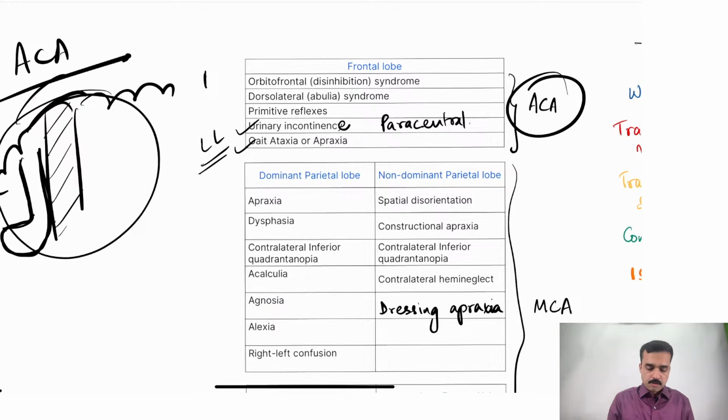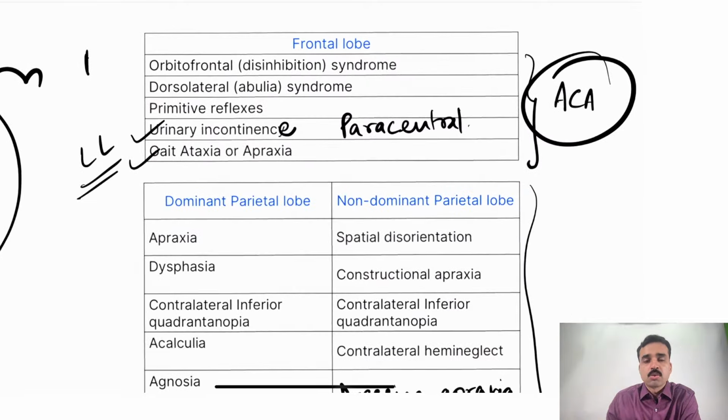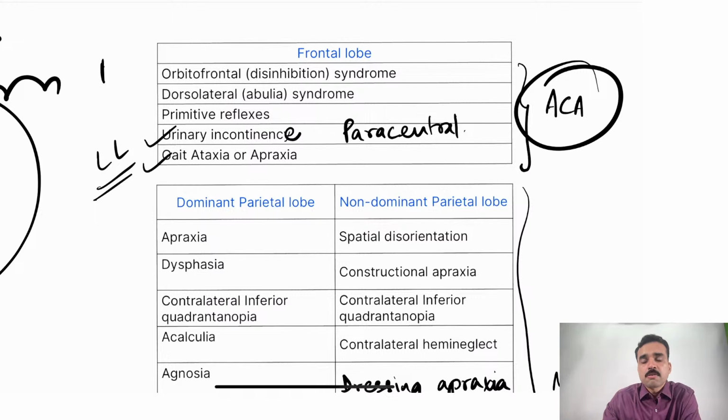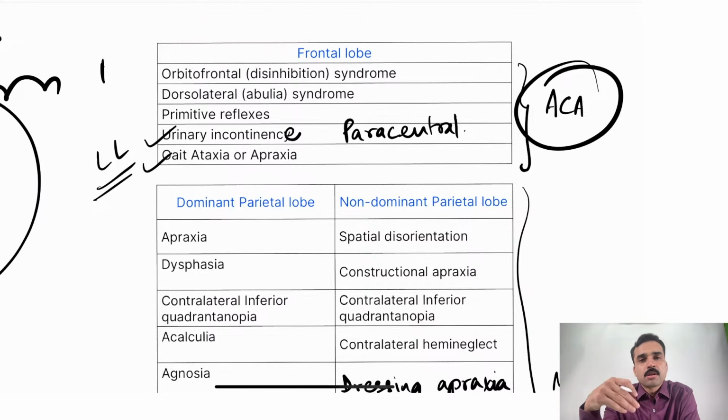Of course, it also has the primary sensory cortex representing the lower limb, but it also has higher centers for urinary control. So if there's a lesion in the paracentral lobule, it can lead to urinary incontinence. This is what you see in patients of NPH, normal pressure hydrocephalus. They will have increased pressure and therefore loss of tissue affecting this area, the paracentral lobule. That's why they end up developing gait apraxia.